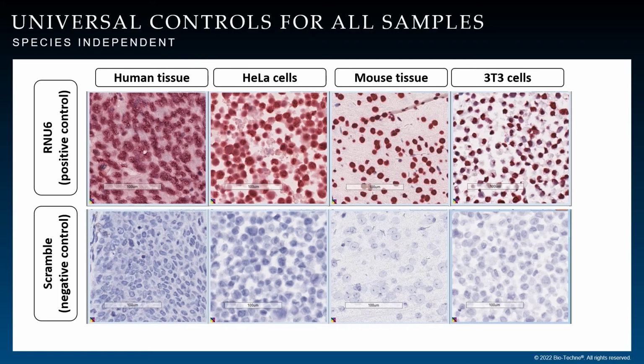miRNAscope assays use a positive control probe targeting the small nuclear RNA RNU6, which is a housekeeping gene. The negative control probe is a scrambled sequence. Here we see the labeling of RNU6 in human and mouse tissues, as well as HeLa and 3T3 cells. In all cases, the positive control probe yields abundant signal, while the negative control probe produces no signal.